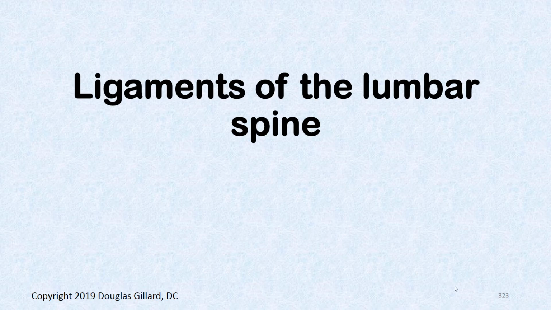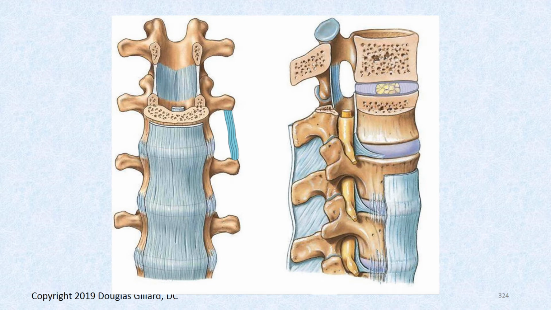So we left off on ligaments of the lumbar spine and we talked about the anterior longitudinal ligament. Here's something to remember. The anterior longitudinal ligament gets more narrow the higher you go up toward the cervical spine. In the cervical spine, it's just a little cord. So that's important to remember.